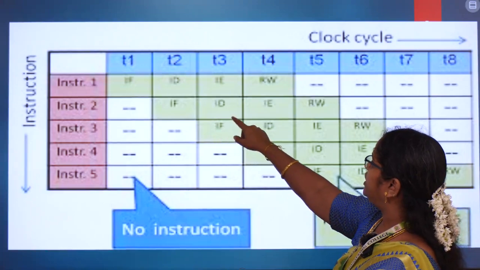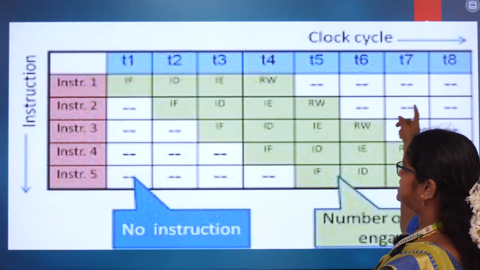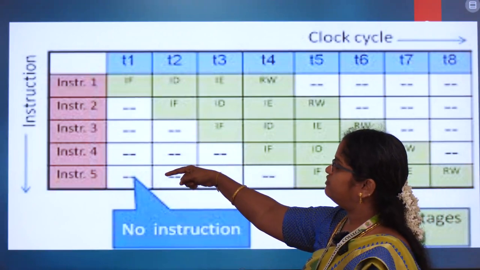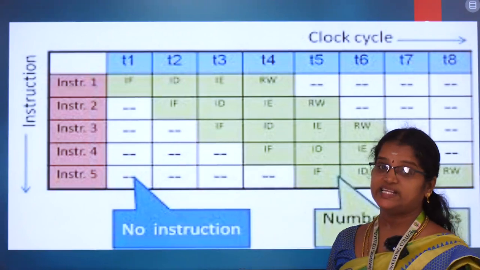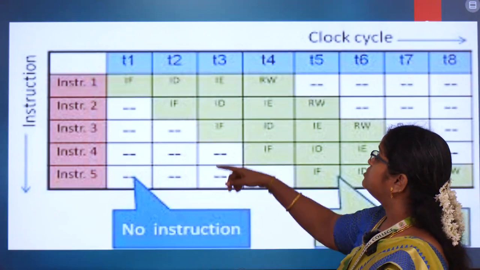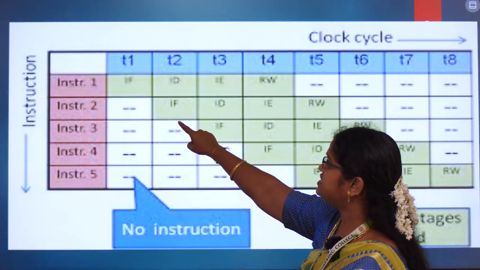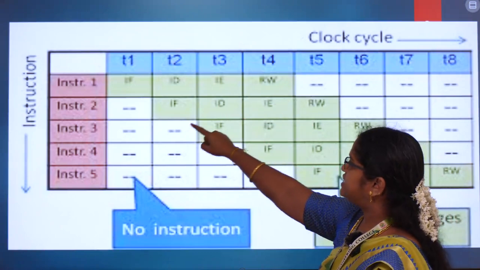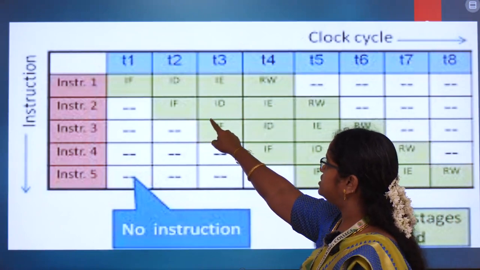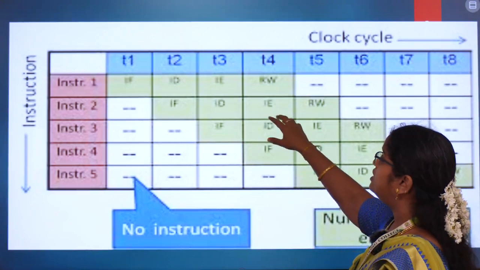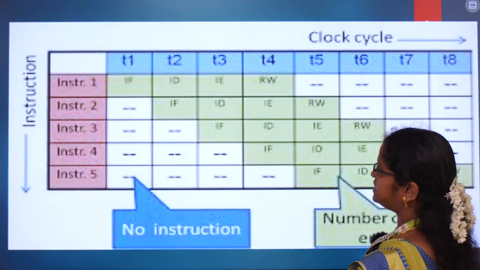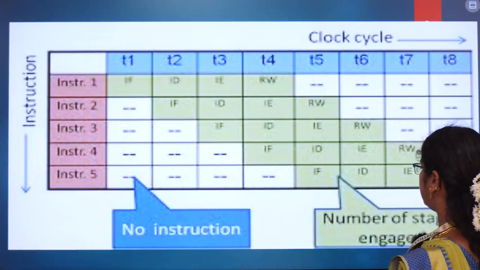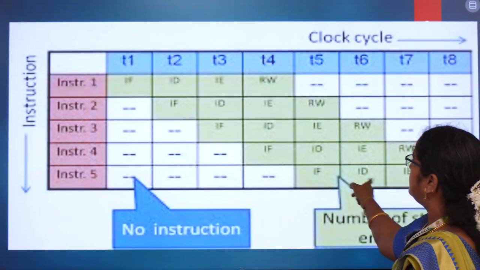T1, T2, T3, T4, T5, T6 are the clock cycles, and then instructions 1, 2, 3, 4, 5. So we execute 5 instructions at the same time. The first instruction goes through fetch, decode, execute, write. The second instruction, meantime, goes through fetch, decode, execute, write. So these are all the processing steps in pipelining. Here a number of stages are engaged.